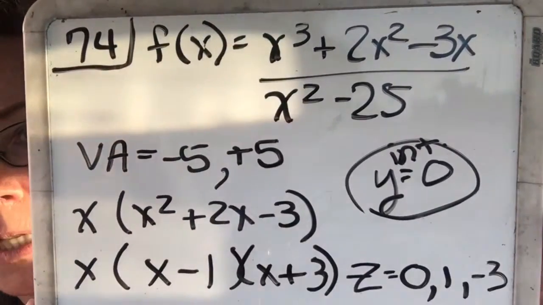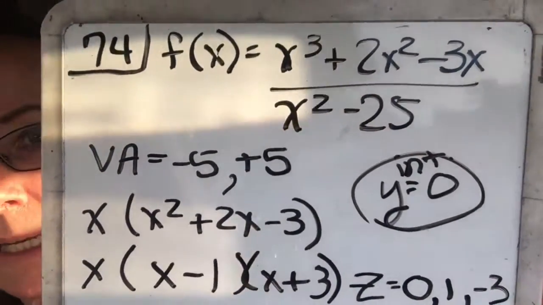Okay, so now I'm going to go to another board and calculate your slant asymptote. Okay, so we're going to long divide x cubed plus 2x squared minus 3x, and we're going to divide it by x squared plus 0x minus 25.